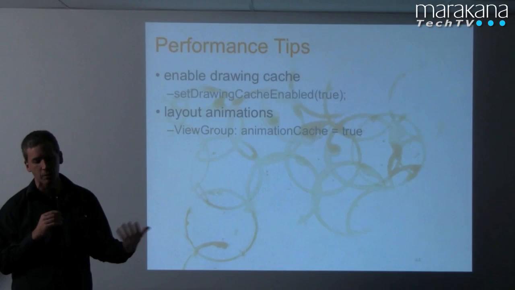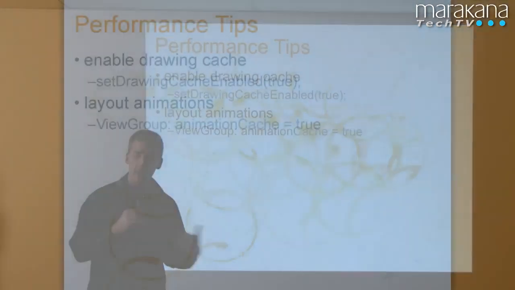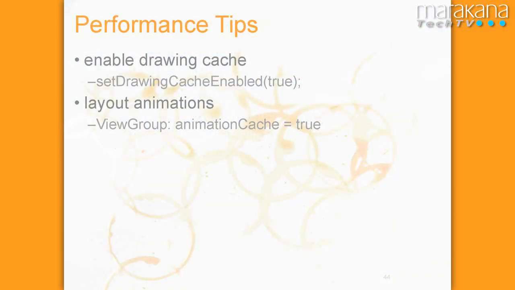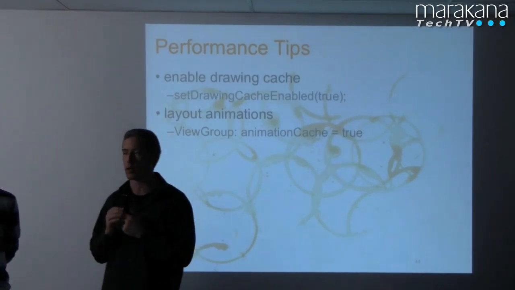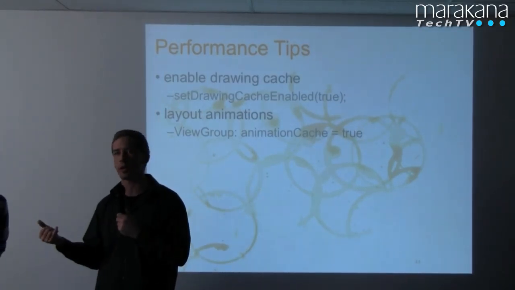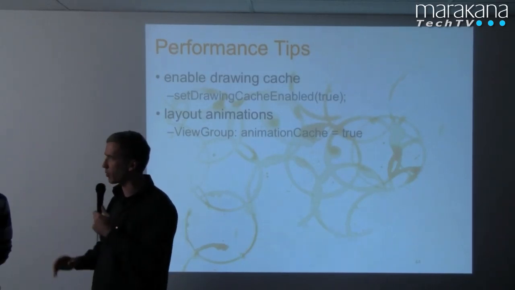So a couple of performance tips to keep in mind. Set drawing cache enabled true. Romain mentioned this earlier as a way to get the bitmap of a view. It's also a way to tell a view to represent itself as a bitmap. If you're doing a complex animation with, let's say, a complex view and you really don't want to re-render it each time, maybe you just want to tell it to represent itself as a bitmap so that during the animation all it's going to be doing is copying a bitmap around.